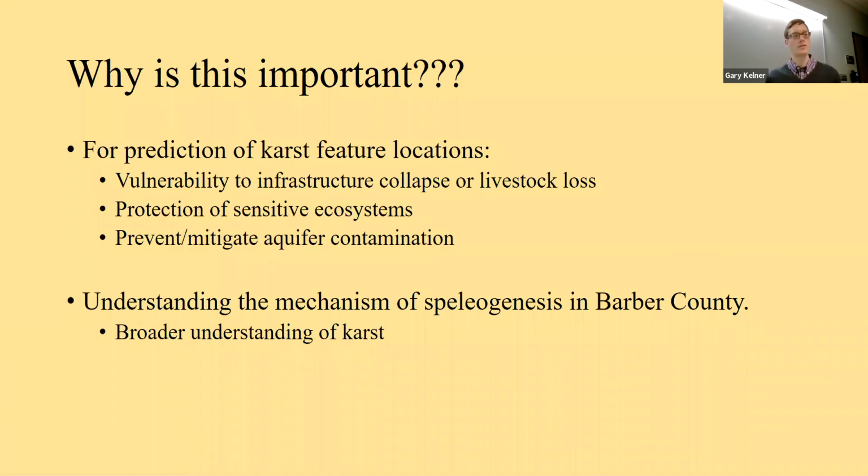So why is this important? This is important for the prediction of karst feature locations. You can be vulnerable to infrastructure collapse or livestock loss if you're near karst features. If you know where the features are located, you can also protect sensitive ecosystems. You can also prevent and mitigate aquifer contamination. This is also important for understanding the mechanism of karst feature formation within Barber County and a broader understanding of karst in general.